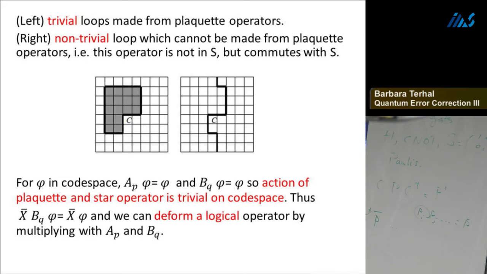What are the elements in the stabilizer? Well, for example, if I take Z checks, these plaquettes, and I take products of them, I can make a loop like this. That's a trivial loop on the lattice. While the logical operator is a string like this. It's a non-trivial loop.